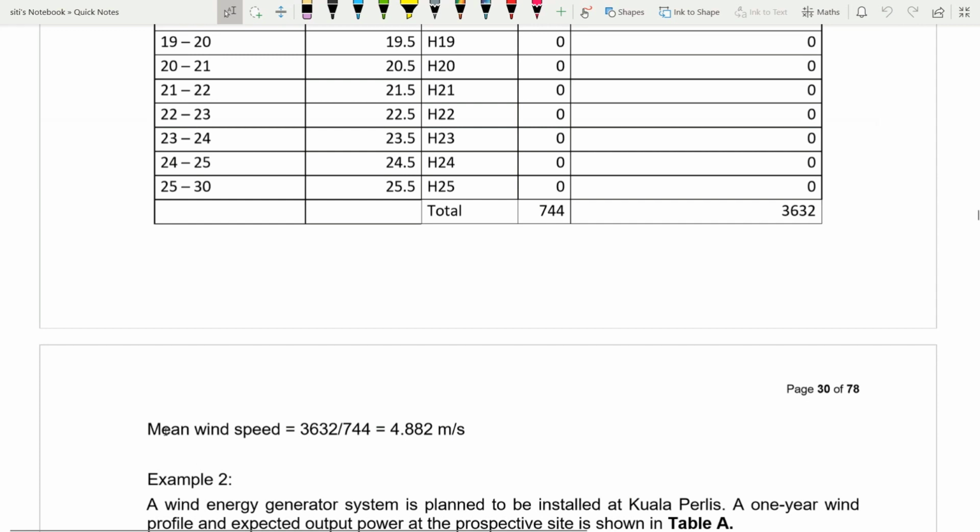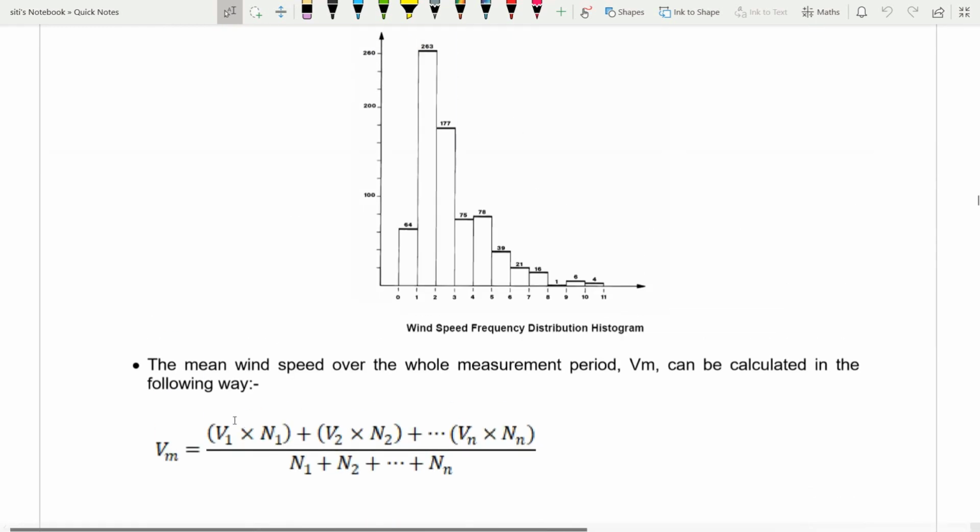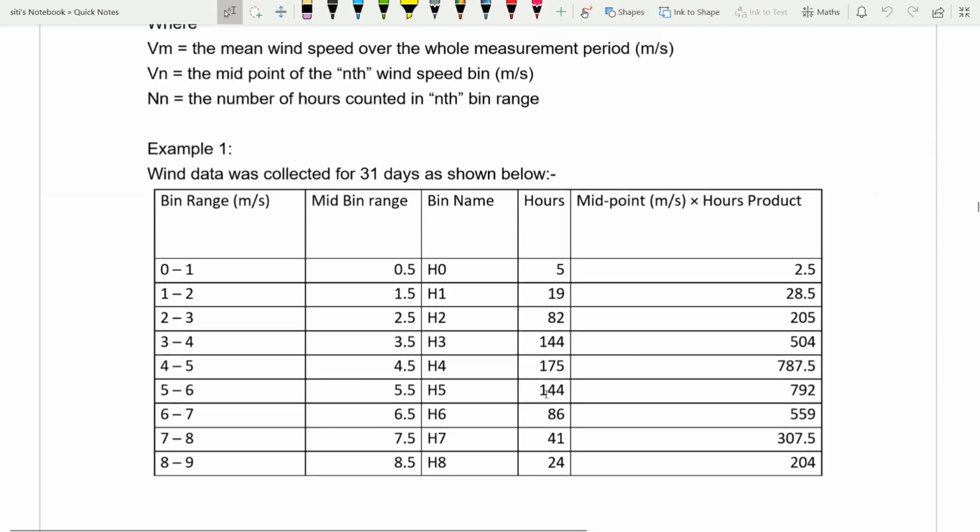3,632. So the mean wind speed Vm is 3,632 divided by 744 hours. So the mean wind speed is 4.882 meters per second. This value comes from this equation.